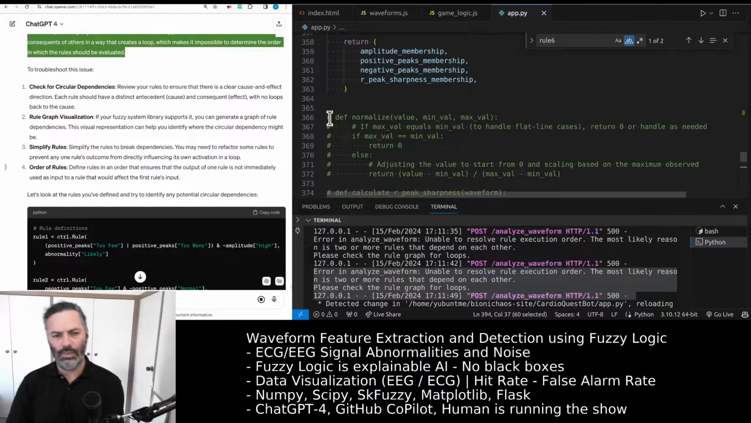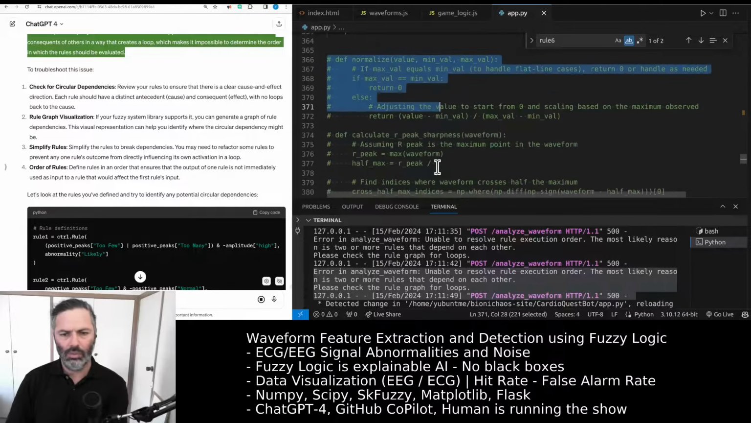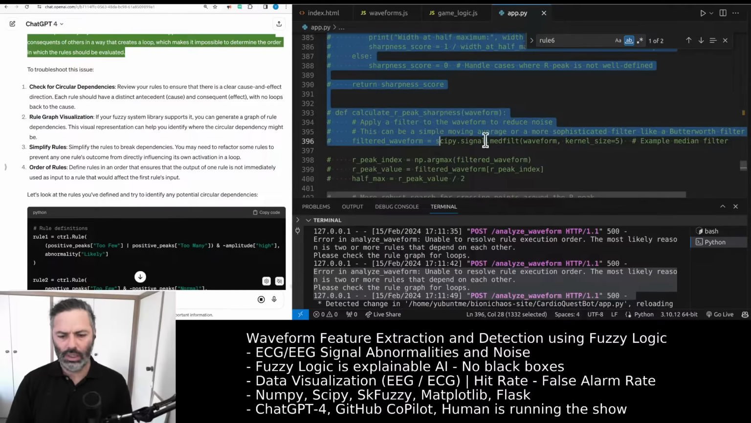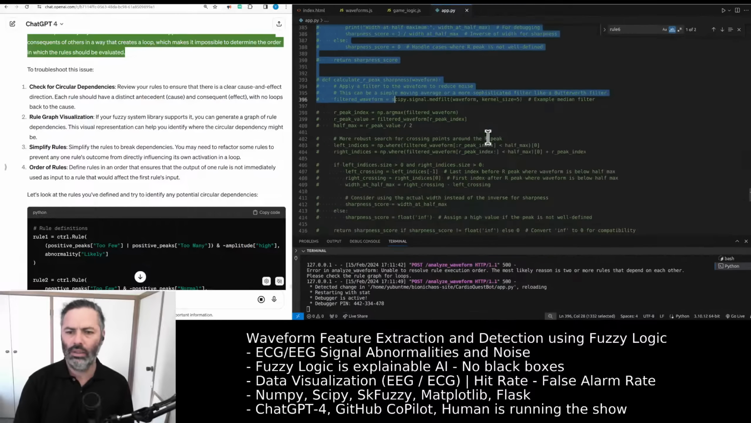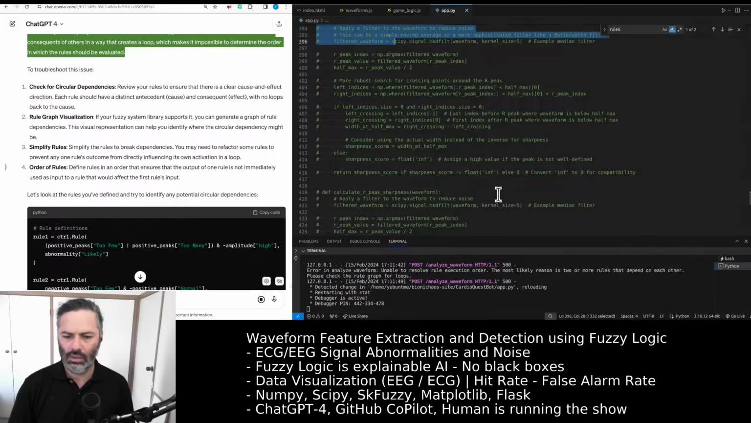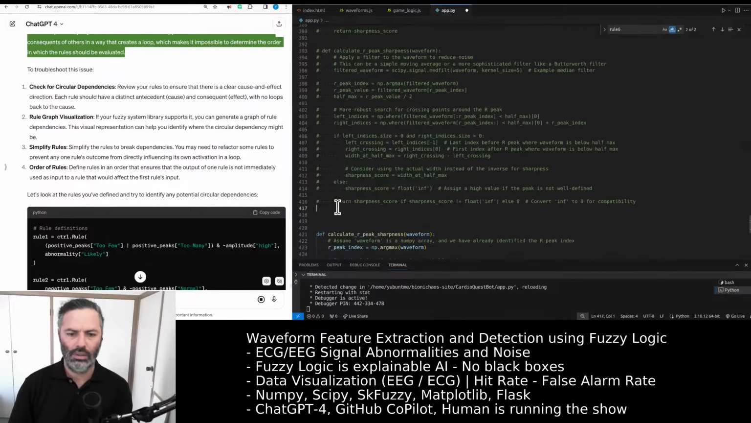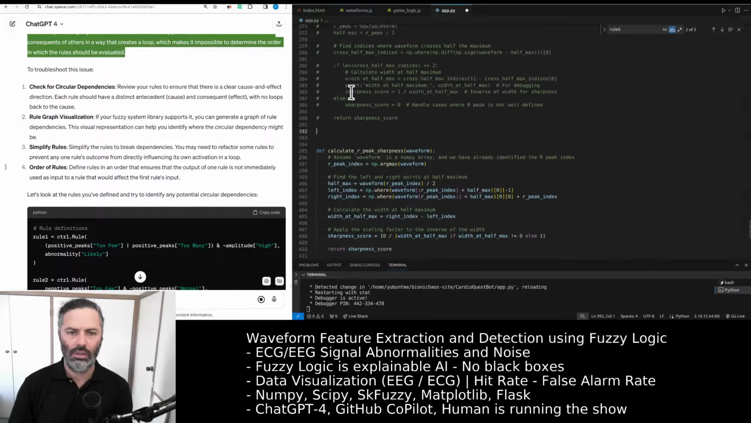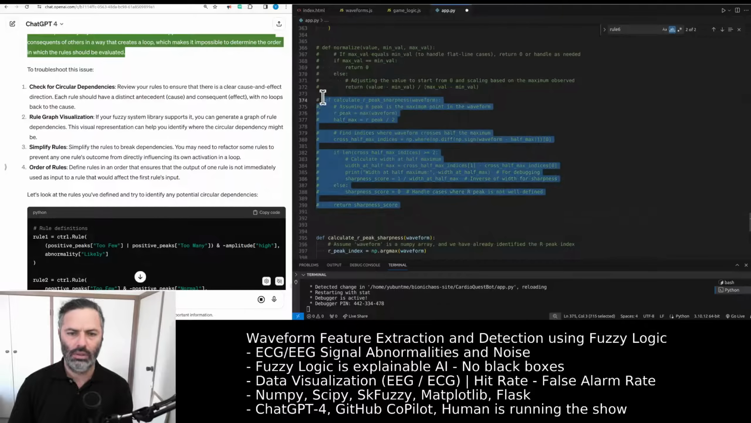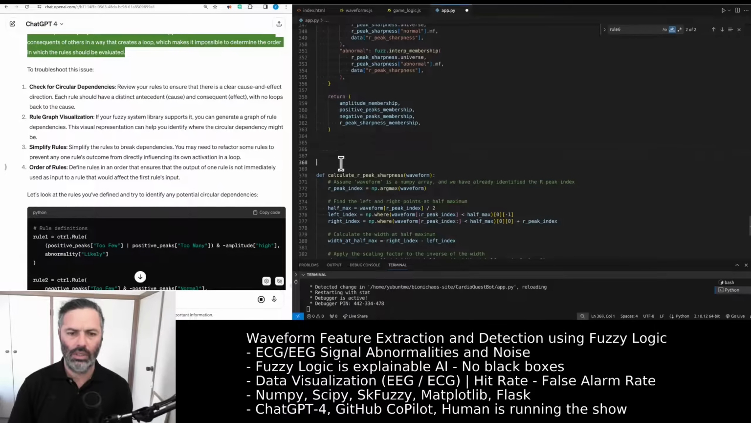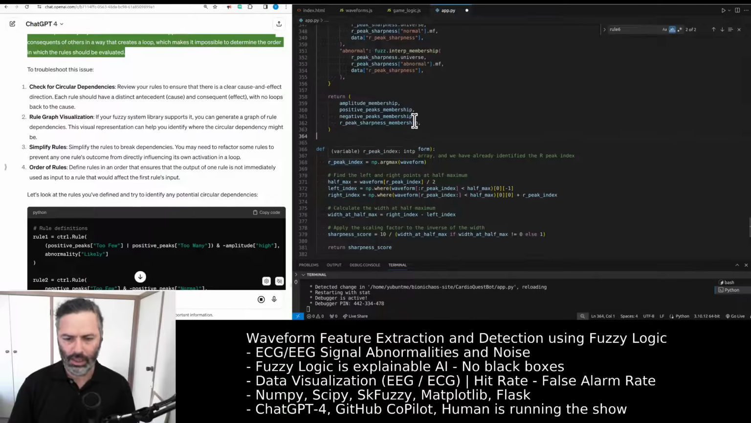Get the sharpness now, works okay. So we can get rid of all the prototype functions.